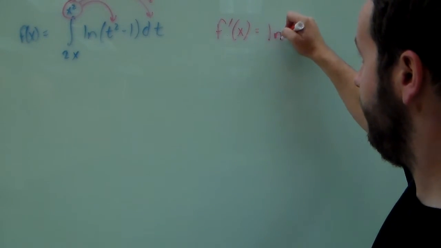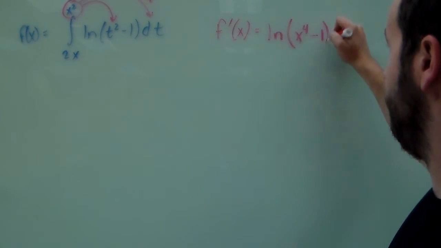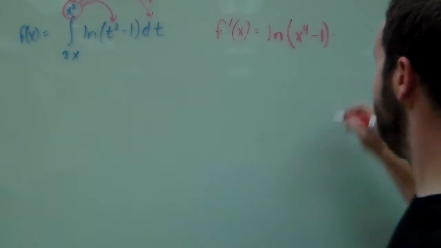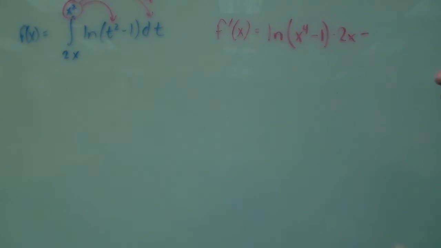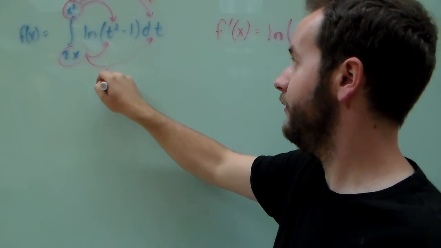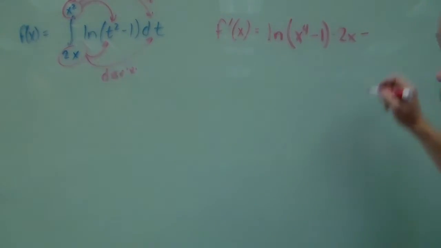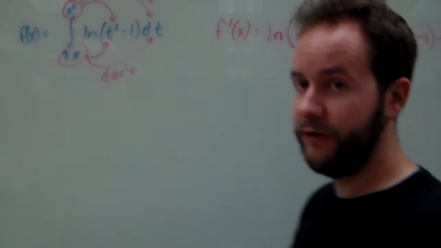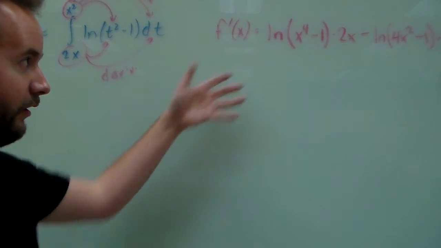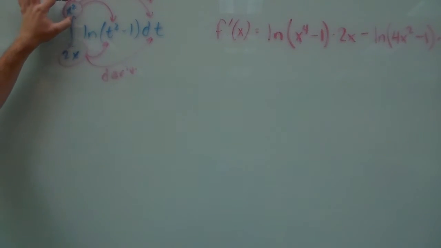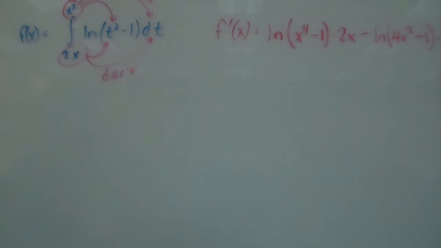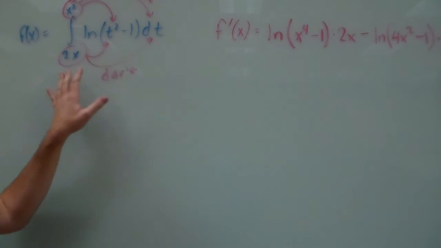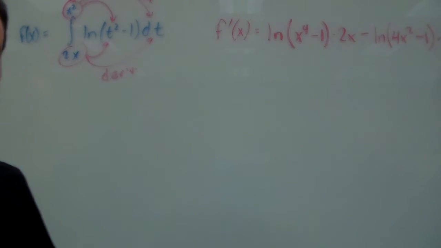This would give me ln of x to the 4th minus 1 times the derivative of x squared, that's 2x, minus what I get when I plug in 2x for t and the derivative of 2x in for dt. So that would be ln of 4x squared minus 1 all times 2. That's all there is to it. I actually don't know why I used the entire top half. I could have gone down here, but that's all there is to this. Take x squared, plug it in for every instance of t, and its derivative in for dt. Take 2x, plug it in here for t, and its derivative in for dt, and then find the difference. That's all there is to it.